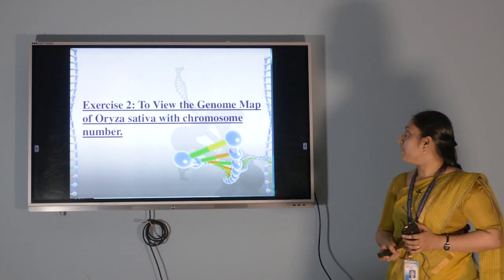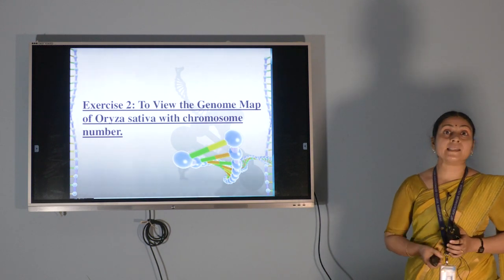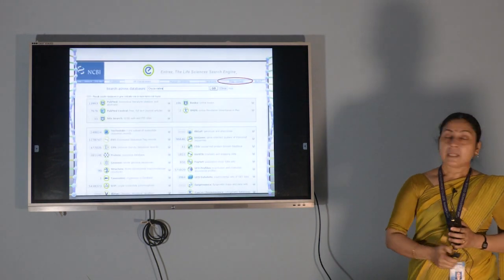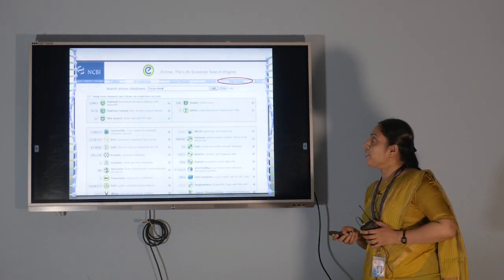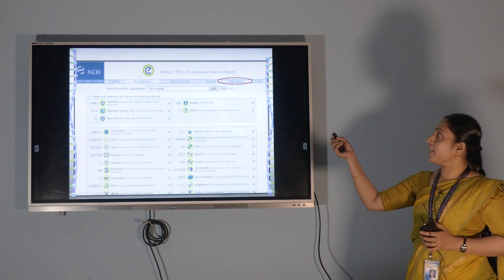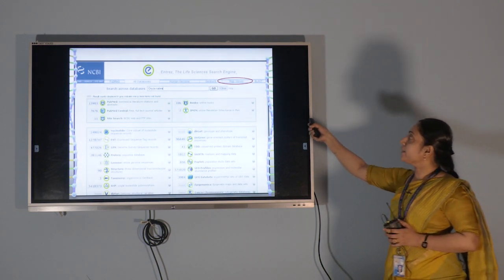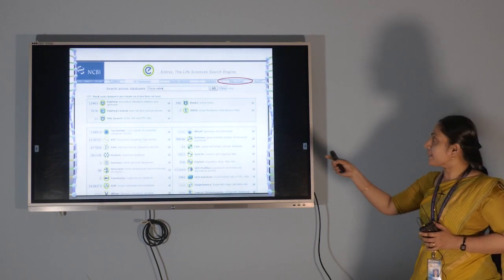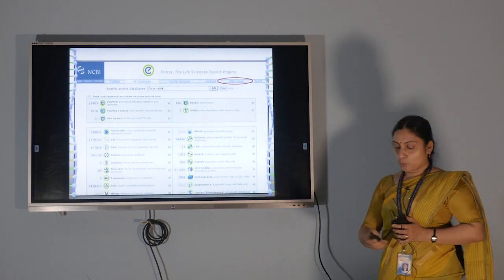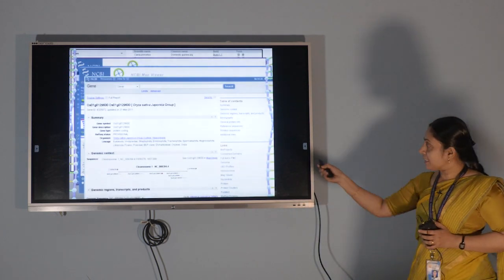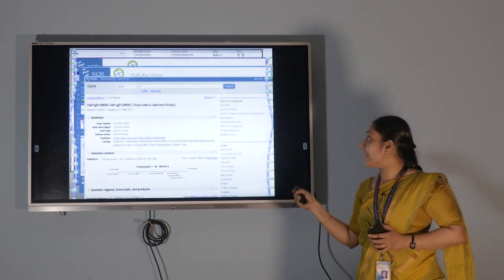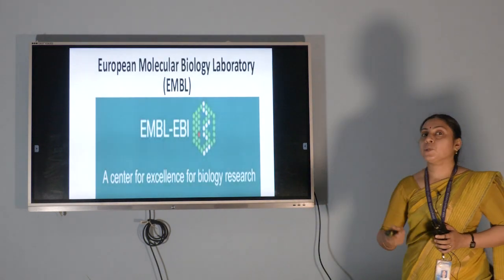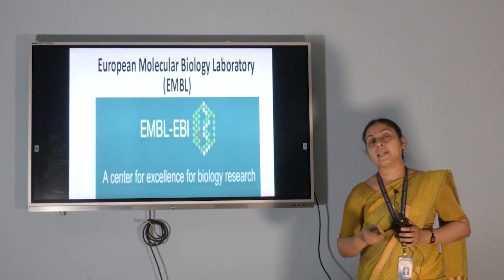Then we can move to exercise 2: to view the genome map of Oryza sativa with the chromosome number. How can we visualize the chromosome number of the specific Oryza sativa? This is the entrance page of NCBI. We provide the name Oryza sativa here and click the map view button. It has lots of information related to Oryza sativa. This is the graphical chromosomal representation related to Oryza sativa.